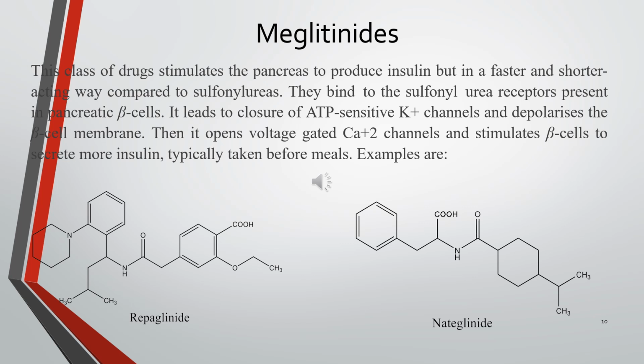Meglitinides: this class of drugs stimulates the pancreas to produce insulin, but in a faster and shorter acting way compared to sulfonylureas. They bind to the sulfonylurea receptor present in the pancreatic beta cell. This leads to the closure of the ATP-sensitive potassium channel and depolarization of the beta cell membrane, and it opens voltage-gated calcium channels and stimulates the beta cell to secrete more insulin, and they are typically taken before meals. Here are the examples, repaglinide and nateglinide, with their structures.